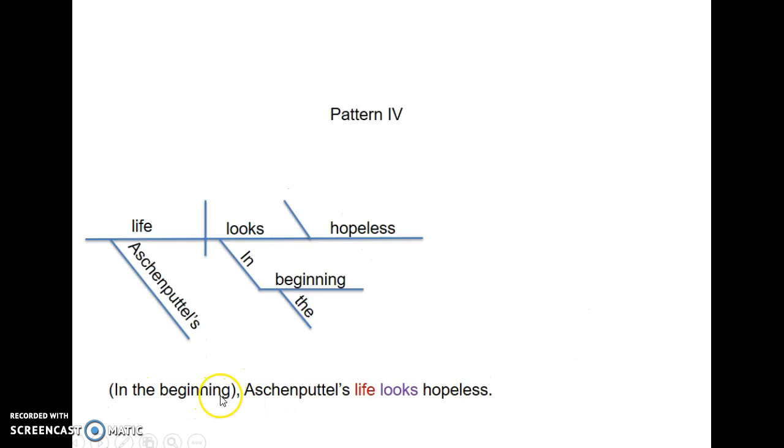This one we start with a prepositional phrase, so we're going to skip ahead. Our subject, our noun here is life. Looks is our verb, and that is one of those linking verbs, a verb of sense. And then we have hopeless, which is an adjective, modifying life. So that makes it a pattern 4 with subject, linking verb, adjective. We have our possessive, Aschenputtel's, which goes below life. In the beginning, even though it's at the beginning of the sentence, is going to go underneath the verb because it's asking a question of time. When did life look hopeless? And it was in the beginning. So that prepositional phrase is diagrammed below the verb because it's functioning as an adverb.